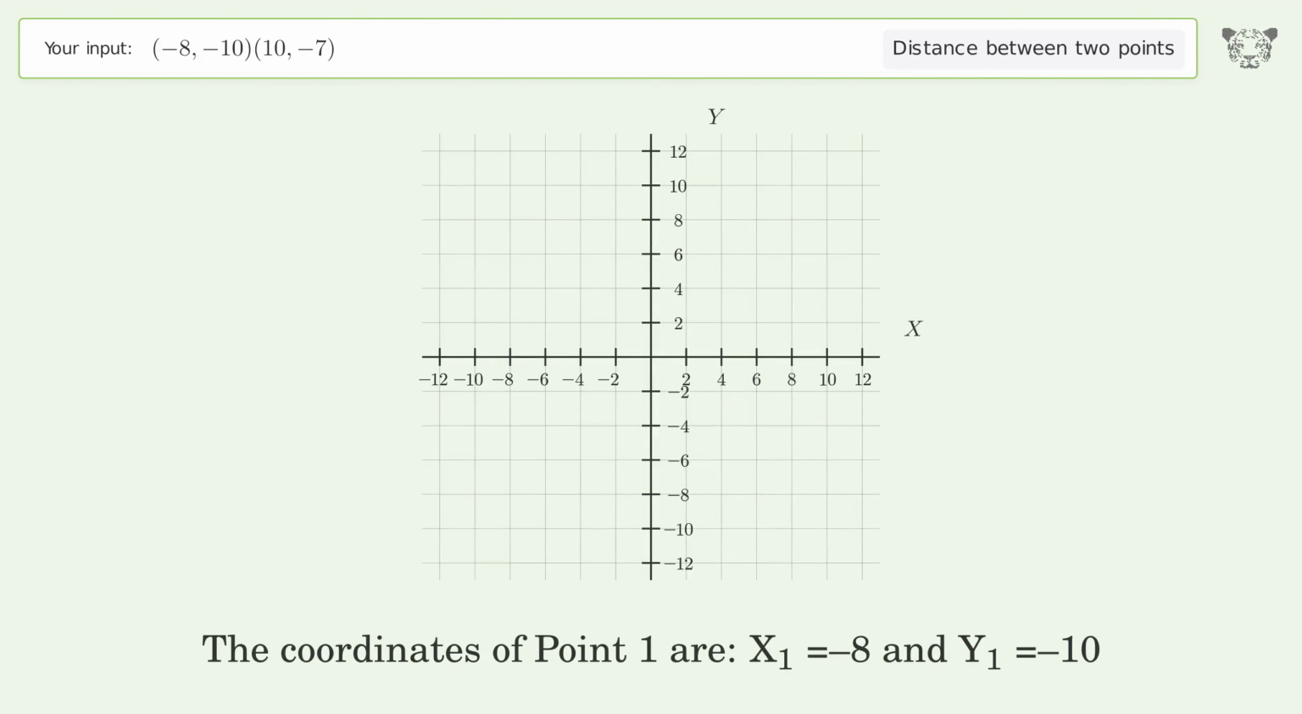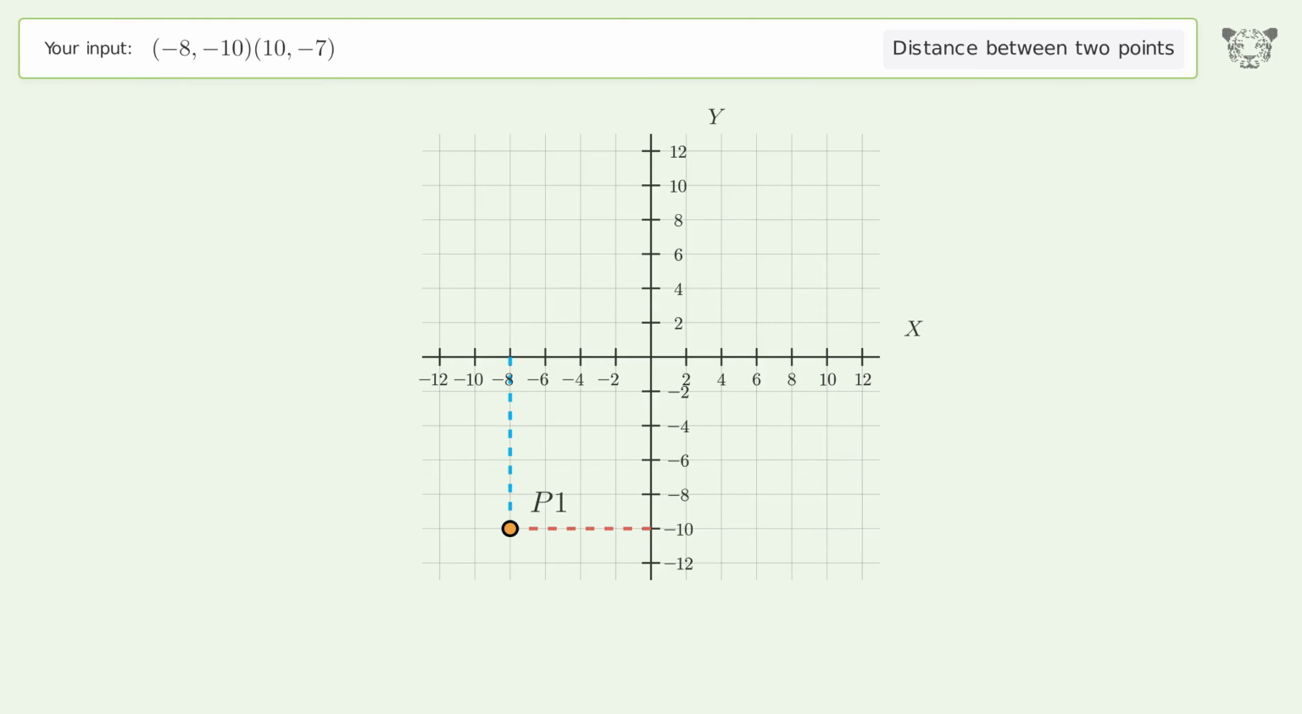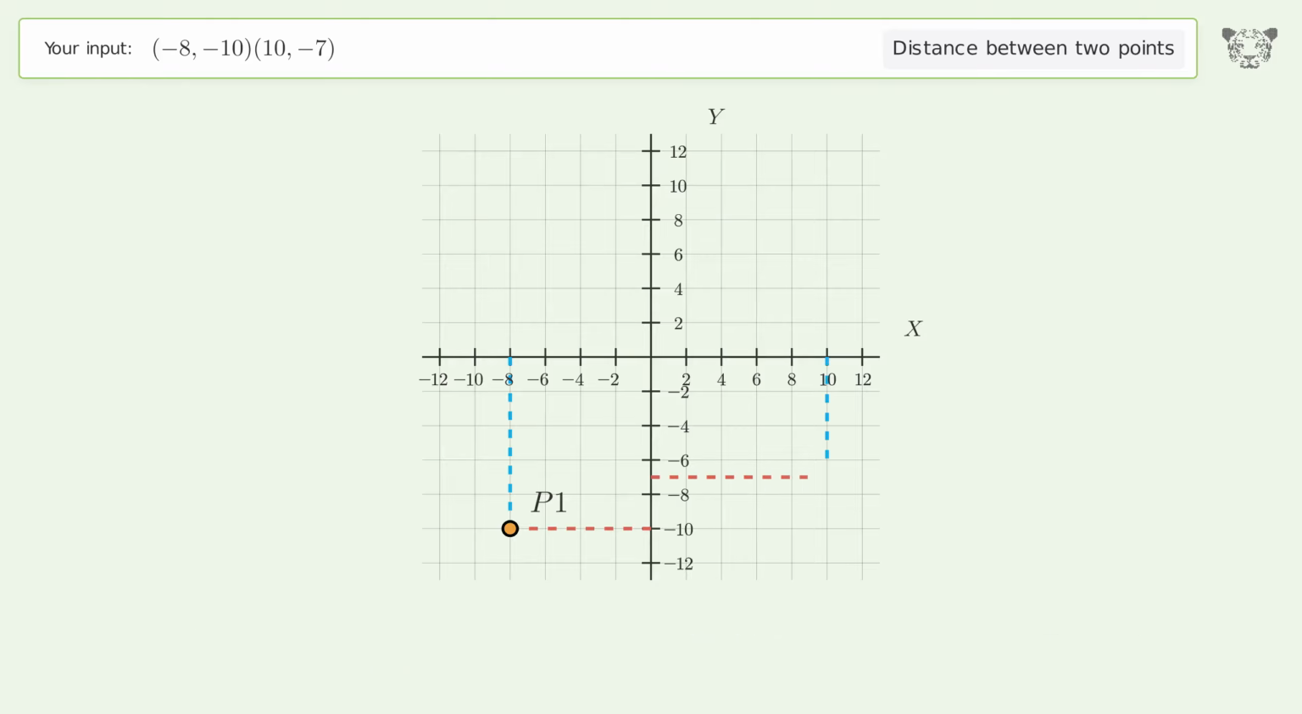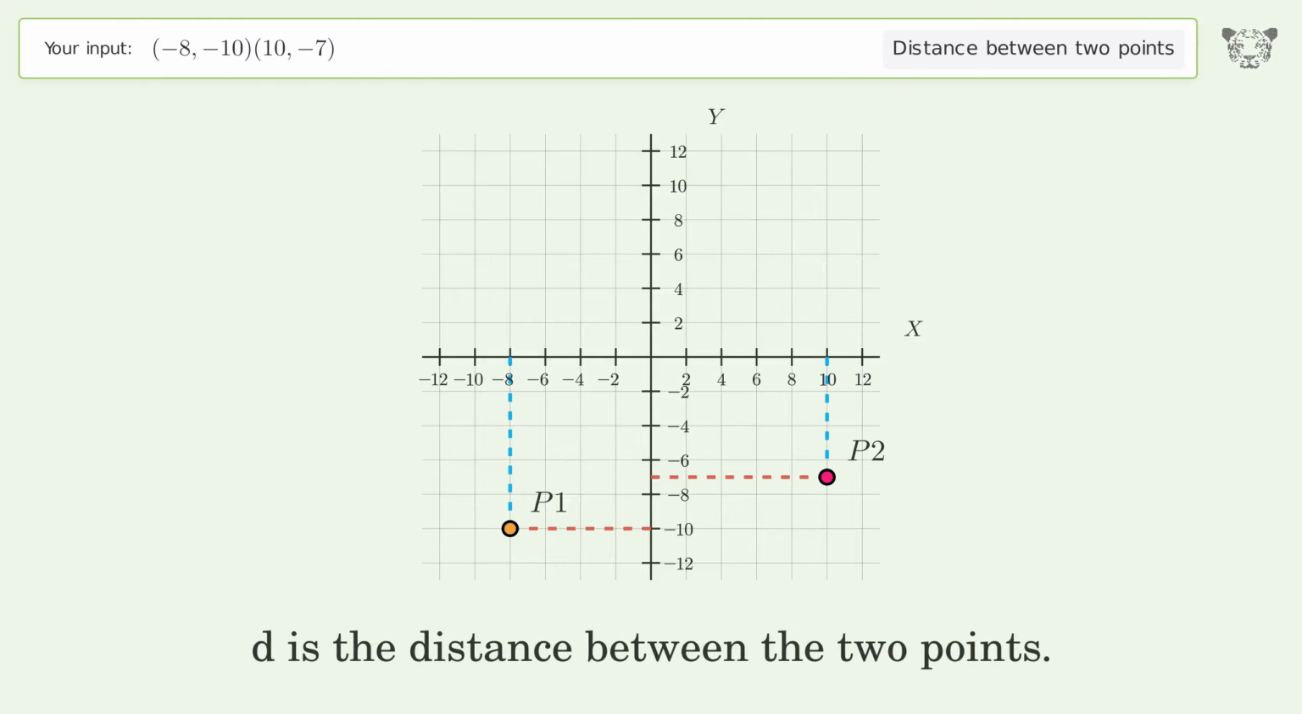The coordinates of point 1 are x1 equals -8 and y1 equals -10. The coordinates of point 2 are x2 equals 10 and y2 equals -7. D is the distance between the 2 points.